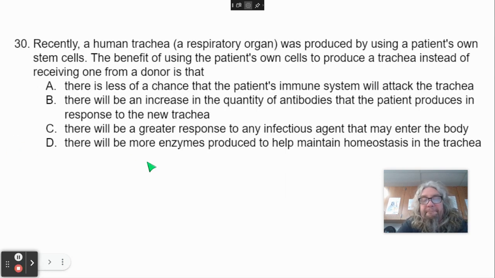Number 30. Recently, a human trachea was produced by using a patient's own stem cells. The benefit of using the patient's own cells to produce a trachea instead of receiving one from a donor is that A, there's less of a chance that the patient's immune system will attack the trachea. B, there will be an increase in the quantity of antibodies that the patient produces in response to that new trachea. C, there will be a greater response to any infectious agents that may enter the body. D, there will be more enzymes produced to help maintain homeostasis in the trachea.